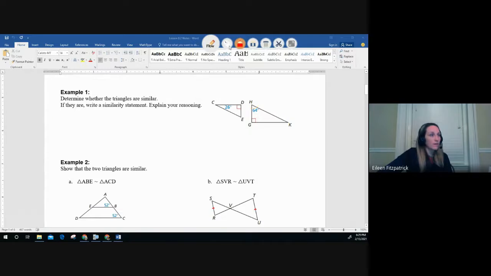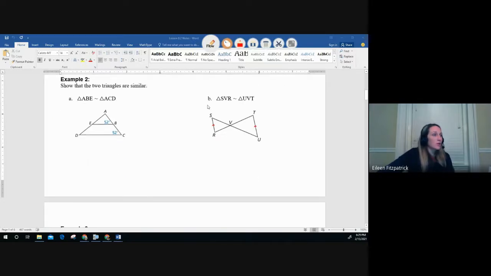Okay. All right. Example 2, show that the triangles are similar. Here, they want us to show that the triangles are similar, but they're stating the names of the triangles, so we know exactly which triangles to look at and what parts are supposed to match up. So triangle ABE, that's the small triangle. Again, if you find it helpful, you might want to resketch it. All right, so this triangle here, which has a 52-degree angle there, and then also triangle ACD.